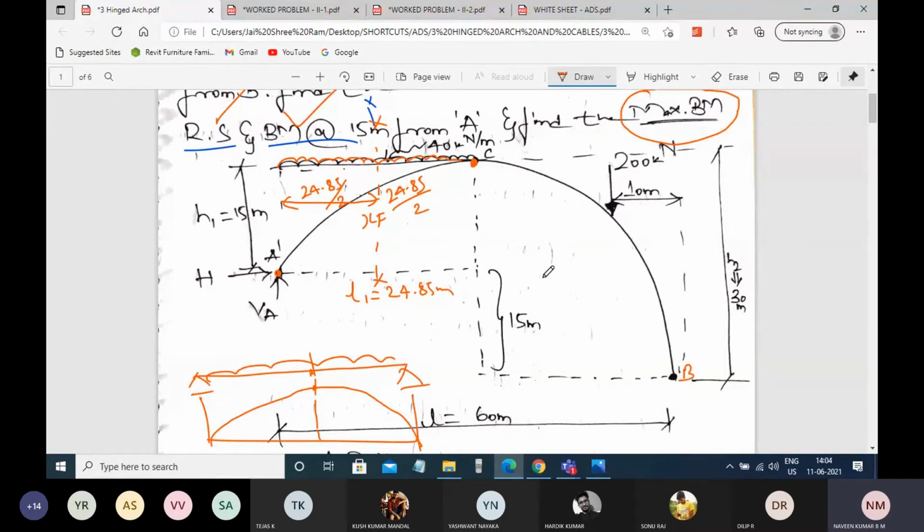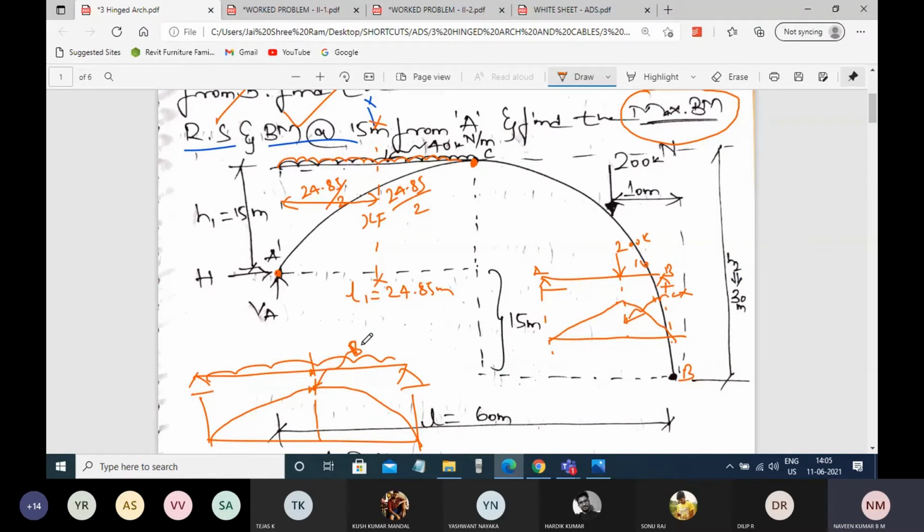In the CB segment, again let me draw a simply supported beam subjected to a point load of 200 kilonewton at a distance of 10 meter from support A. So in case a point load is acting on the beam, where can you expect maximum bending moment? You can expect maximum bending moment where the point load is acting. At the same point, you'll get the maximum bending moment. Understood?